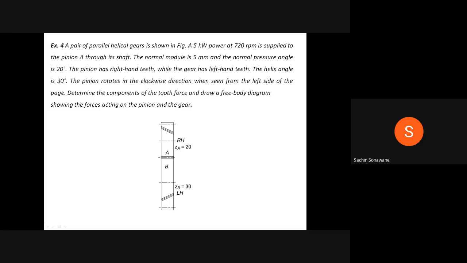Okay, I think you have written the problem. Now we'll solve the problem. Solution. First of all, we'll write down given quantities. Now what is given first of all? Power transmitted they are given. Kilowatt is equal to 5. Then speed of pinion they are given. NA is equal to 720 RPM.